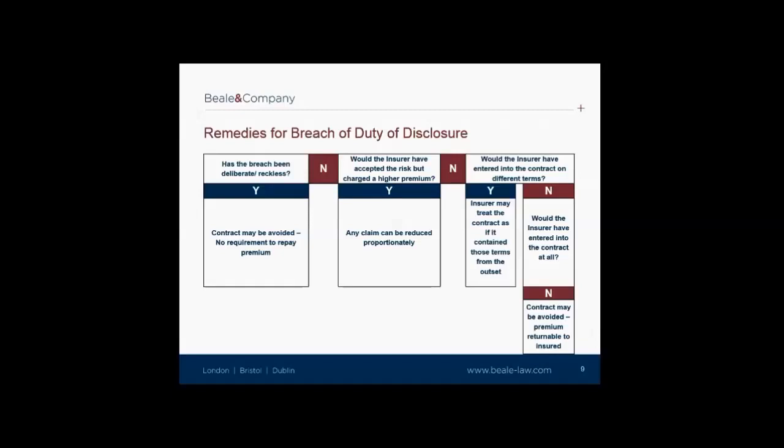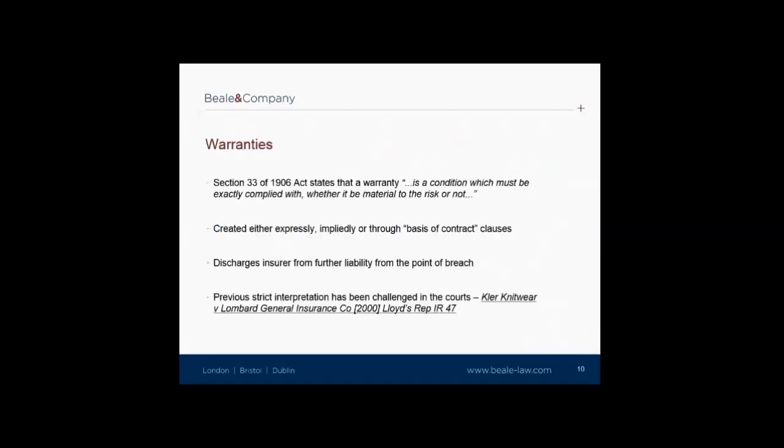In relation to box 3 and 4, and the point that would the insurer have entered into the contract on different terms? If the insurer shows that it would have entered into the contract but on different terms, the insurer may treat the policy as having included those different terms from the outset, if the insurer so requires. This could result in the addition of warranties or exclusions which affect the recoverability of claims.